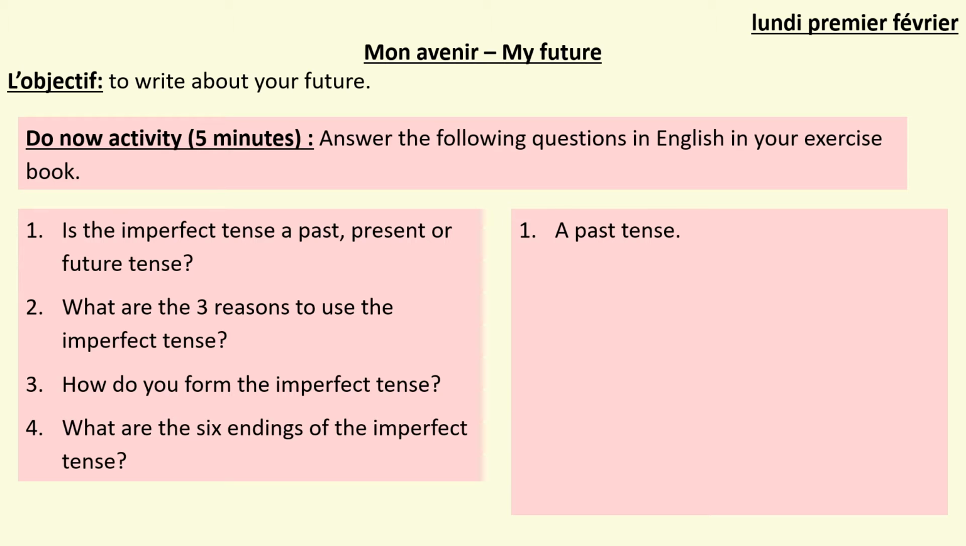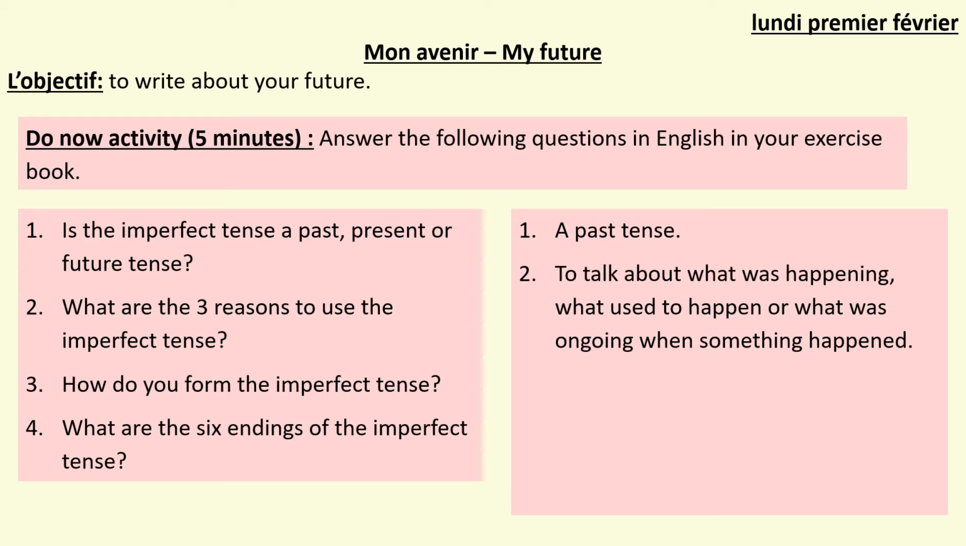2. What are the 3 reasons to use the imperfect tense? Well, we use the imperfect tense to talk about what was happening in the past, what used to happen over a given amount of time, or what was ongoing when something else happened. And that is what you covered in the previous lessons. Something was happening and then all of a sudden something else happened. And to say what was happening in the background, you use the imperfect tense.